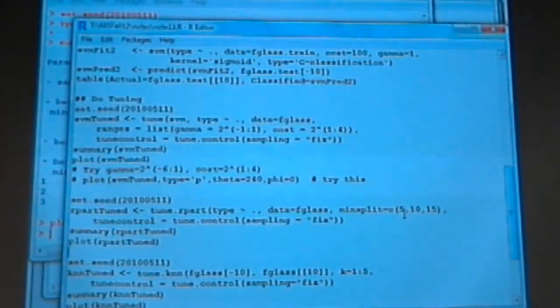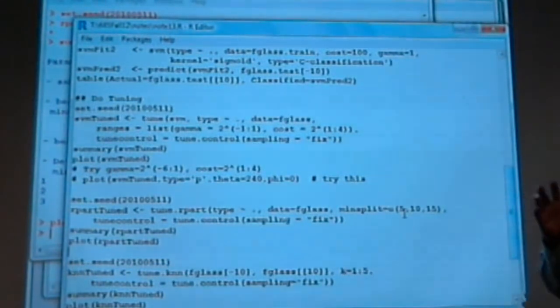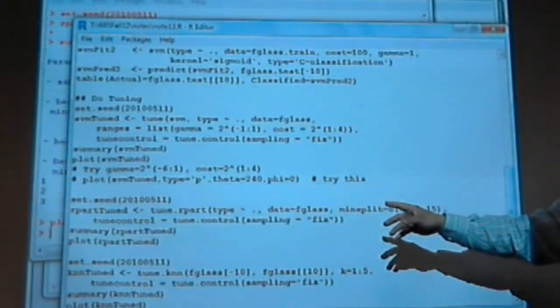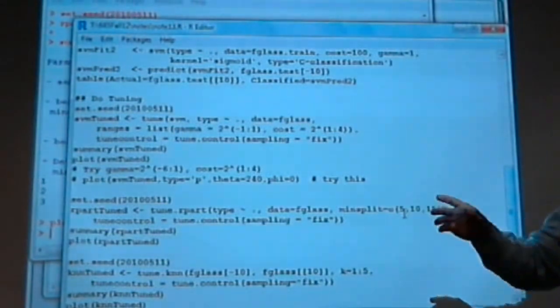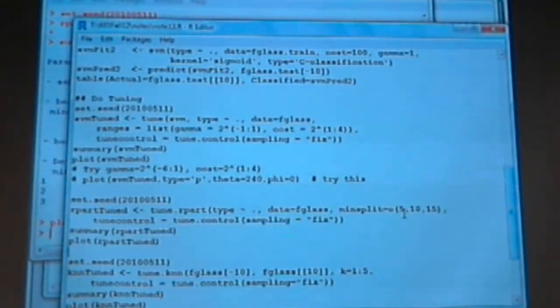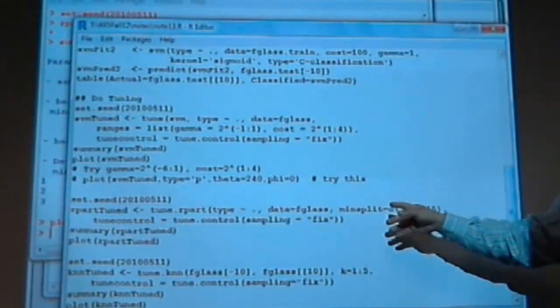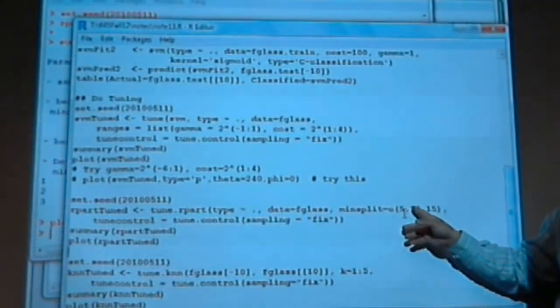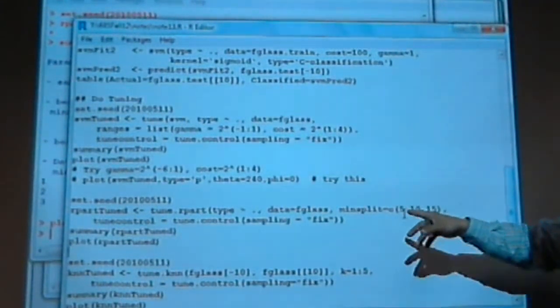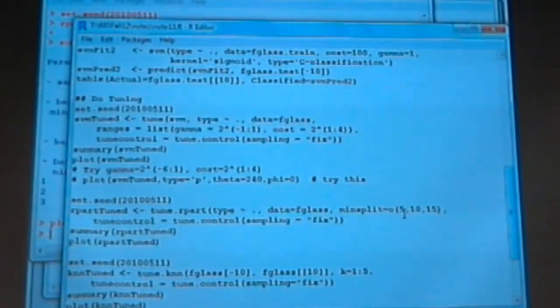The meaning of this minimum split is that at any node, if the number of observations in the node is below this minimum split, then this algorithm will not split anymore. So for a node that you ask this algorithm to split, the minimum requirement for sample size for that node is like 5. But here we just do minimum split at different numbers. Probably 5 is not really good. Maybe I should try out. But this is a small data set anyway.